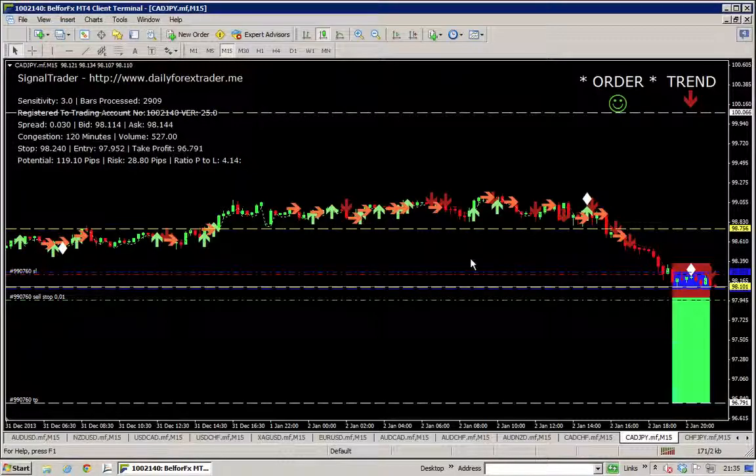You don't have to draw lines on the chart. It's all done for you. There's no Elliott waves or Fibonacci lines. The thing is monitoring the markets 24 hours a day.